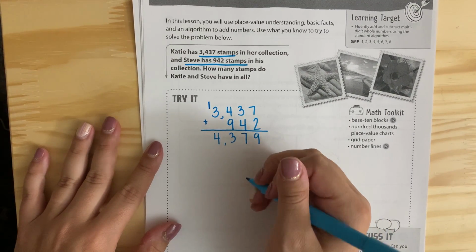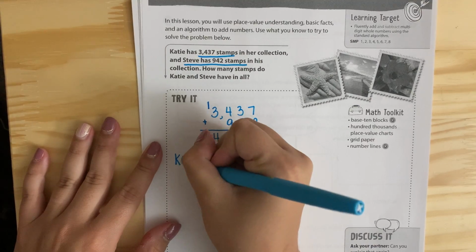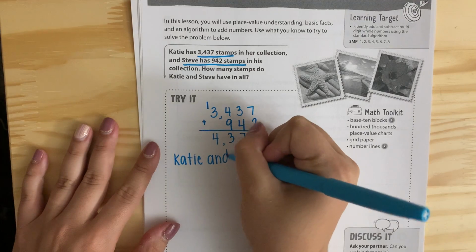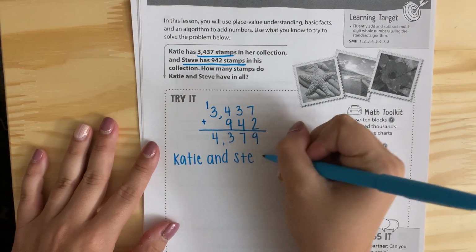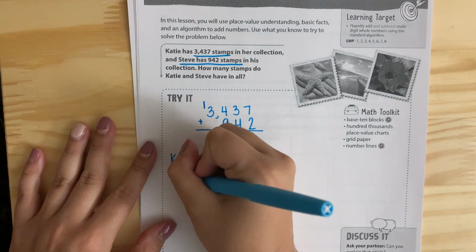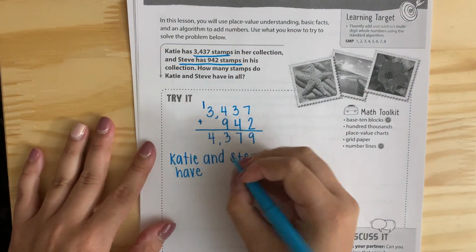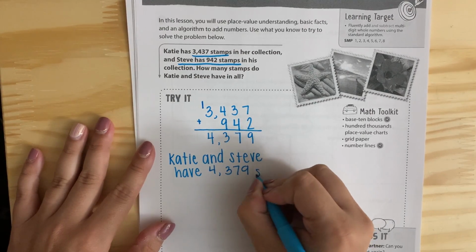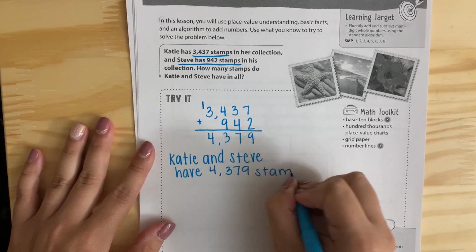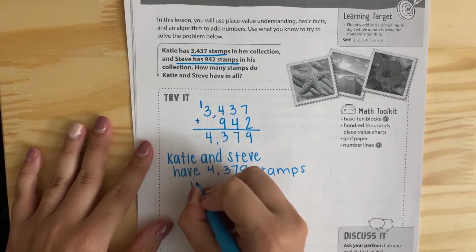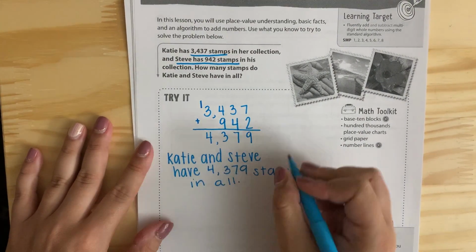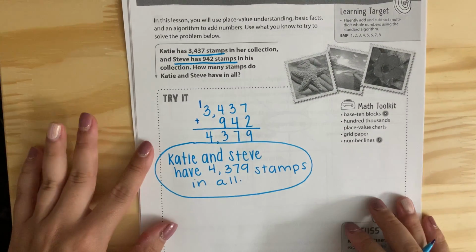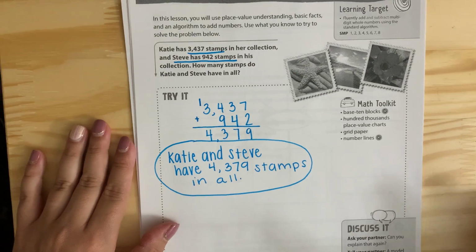But as we know from 4th grade so far, we always need to have a sentence to explain our thinking. So we're going to say, Katie and Steve have 4,379 stamps in all. And we're going to circle it because in 4th grade we always circle our answer so it's easy to see. And then we are done with problem 1.